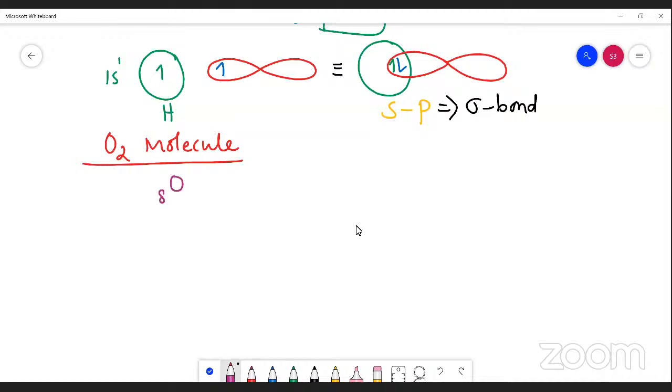Let us write the valence electronic configuration for oxygen. We know we can leave out the inner shell, but I am indicating the inner shell also: 1s2.